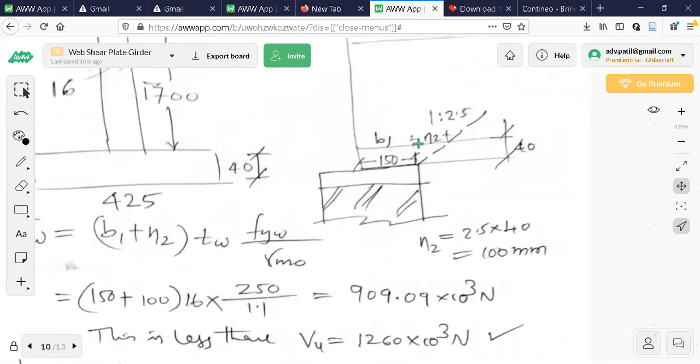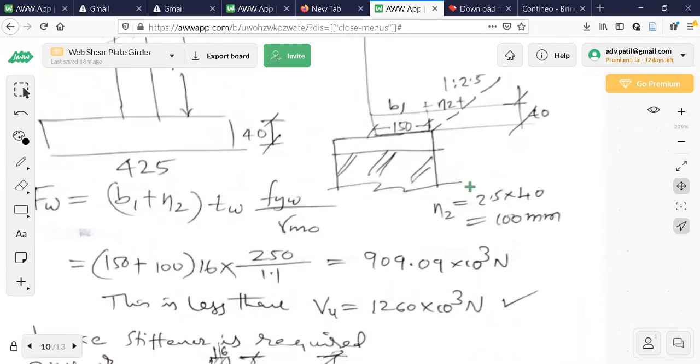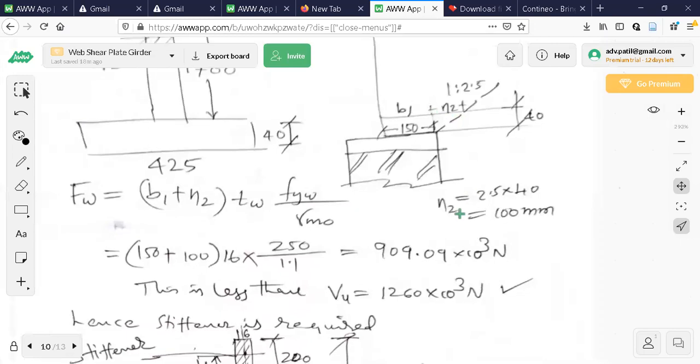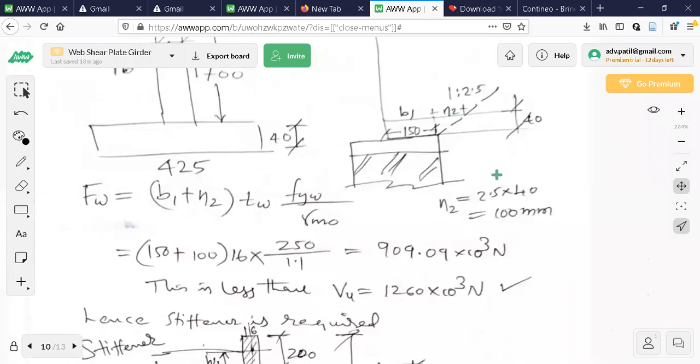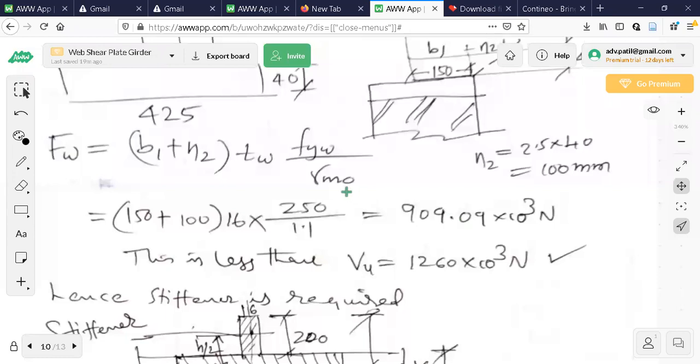N2 will be equal to this vertical height, that is 40, multiplied by 2.5. Actually, 2.5 into this height will give you this side of the triangle, which is N2. Just multiply 2.5 with the height; that will give you this side, that is 100 mm. It means you're able to calculate all this. TW is the thickness of the web here. Now you end up with 909 into 10 raised to 3. So the shear resisting capacity is nearly 909.